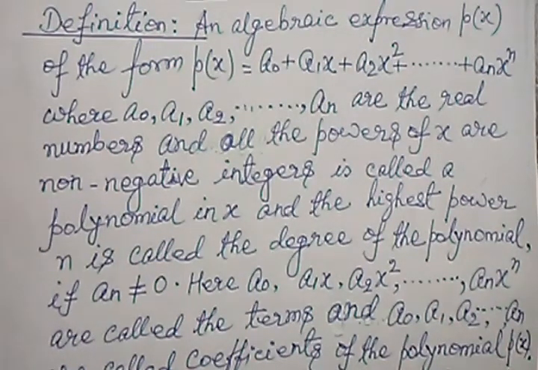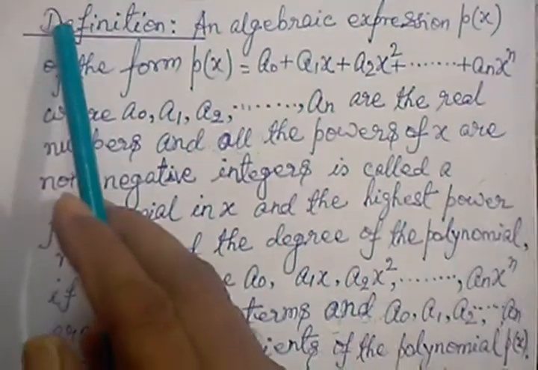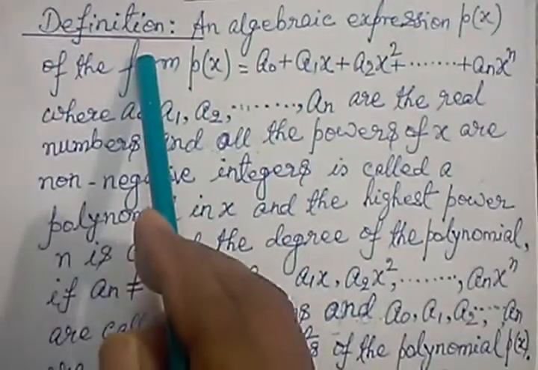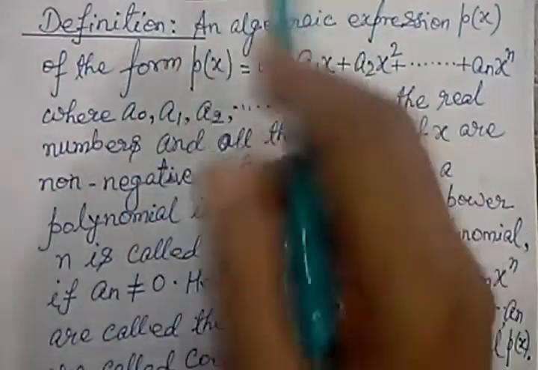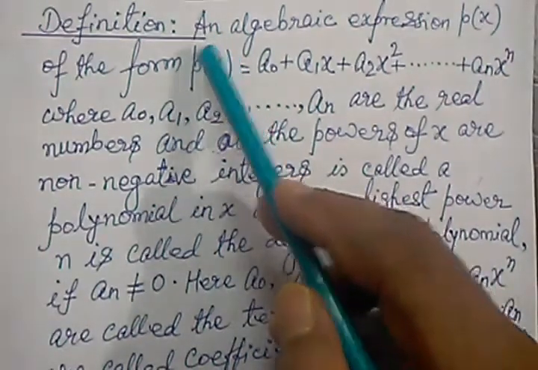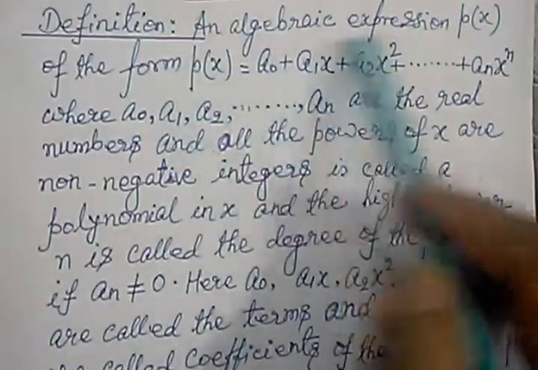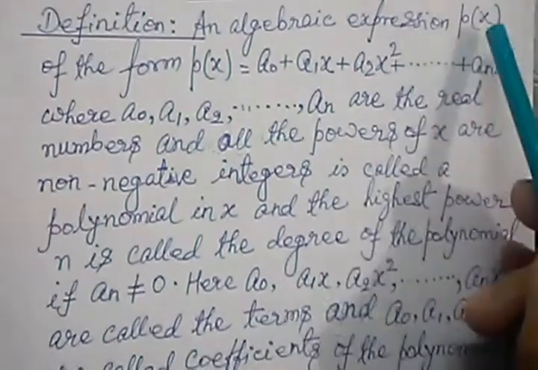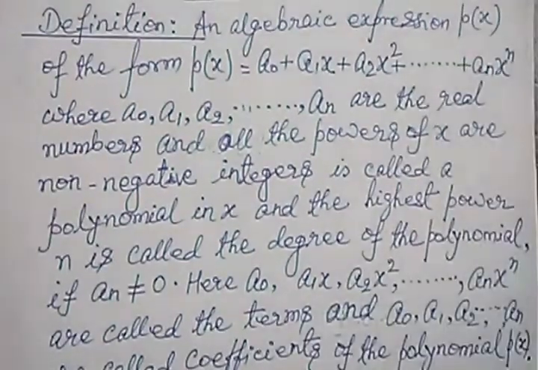So here are some important synopsis. First of all, we will start from the definition. What is a polynomial? First of all, we will learn about this. An algebraic expression, symbolically we represent a polynomial by p(x).